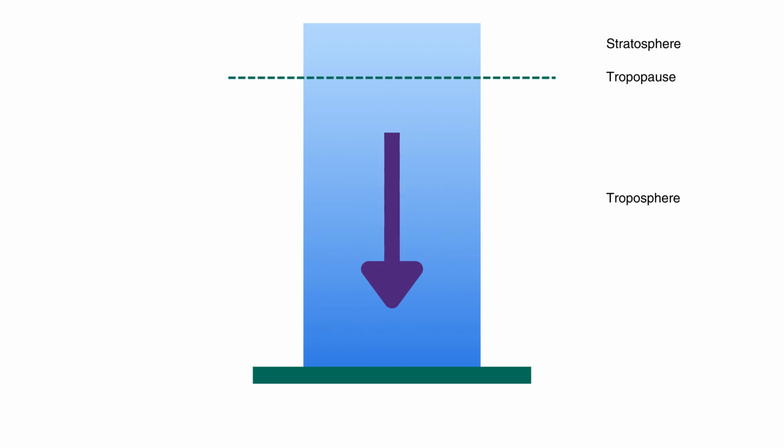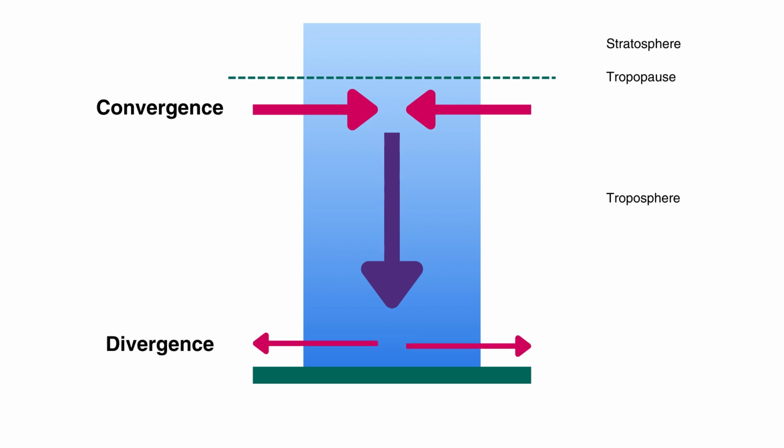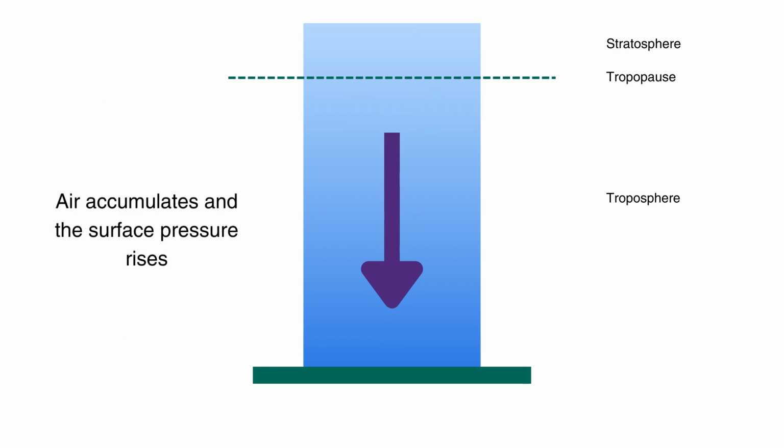As shown in the diagram here, when air is sinking, more air is drawn in at the top of the troposphere to take its place, and the sinking air diverges at the surface. The diverging air is slowed down by friction, but the air converging at the top isn't, so the total amount of air in the area accumulates. As surface pressure is a measure of how much air is above the ground, the surface pressure rises.